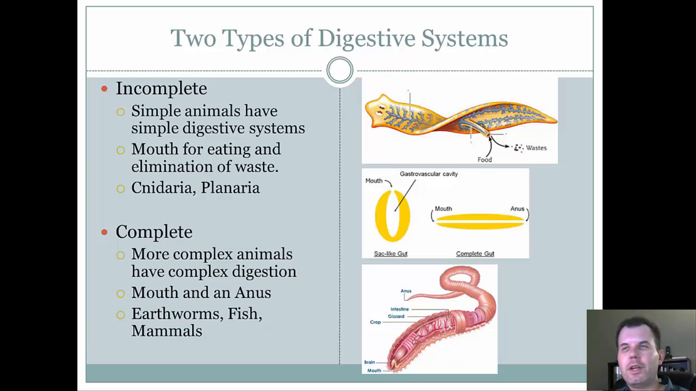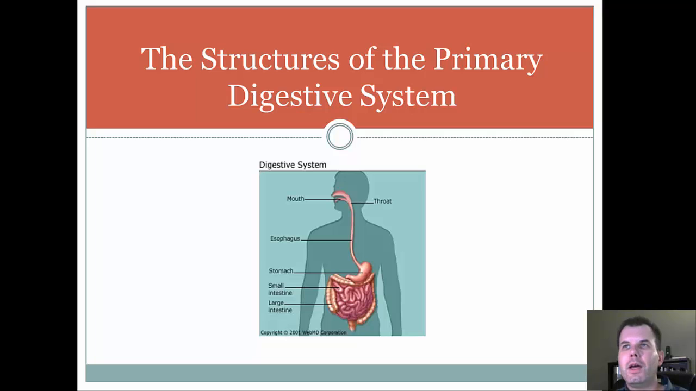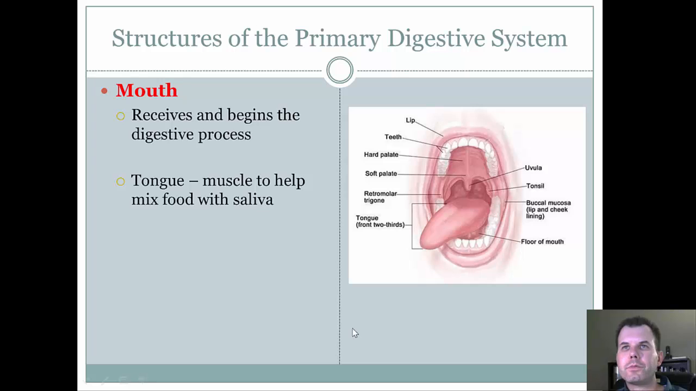And a complete digestive system, and most higher organisms have this type of thing. Okay, so the first thing we're going to look at is the structures of the primary digestive system, and again, that includes the mouth, the throat, the esophagus, the stomach, the small and large intestine. Okay? So the mouth. This is responsible for receiving and beginning the digestive process.